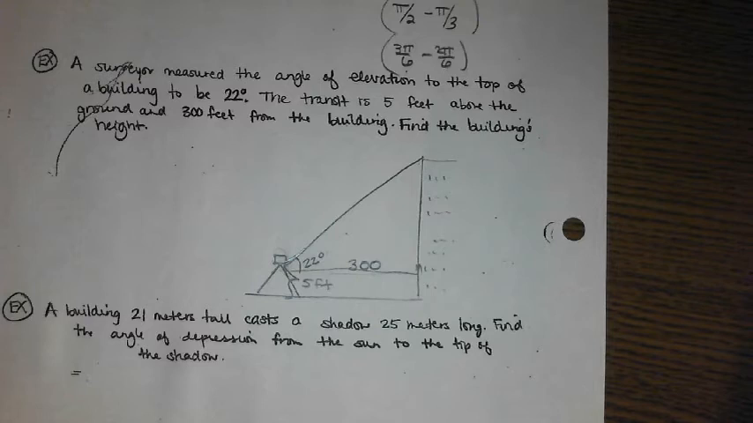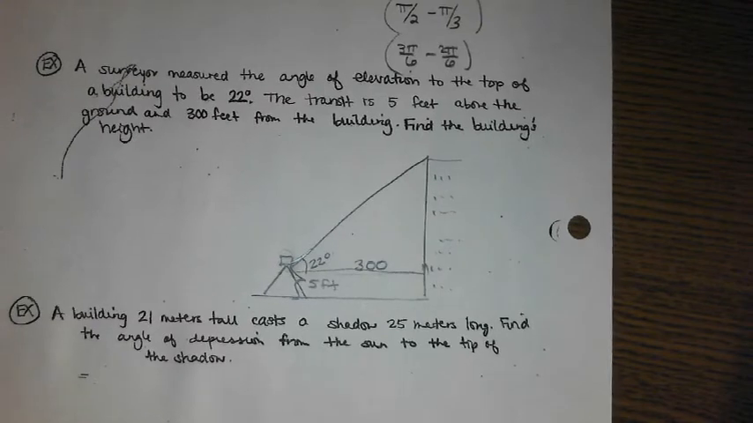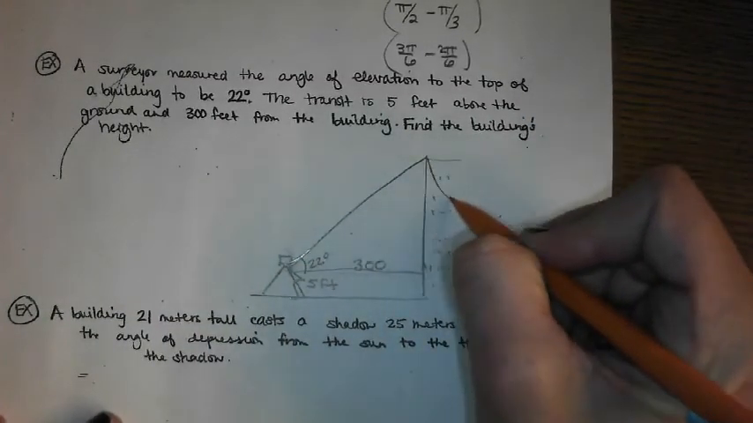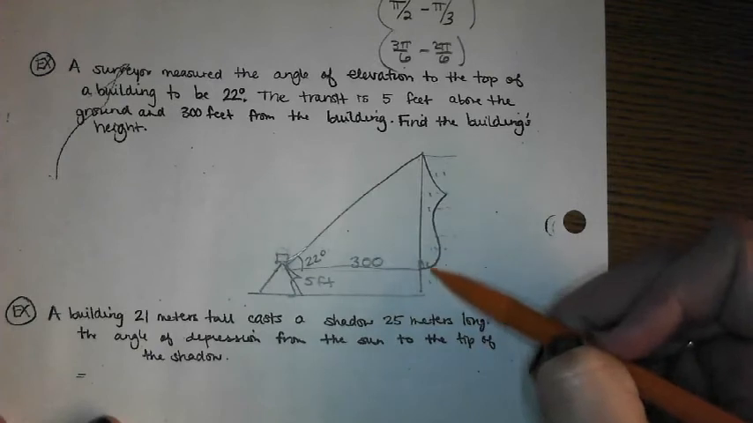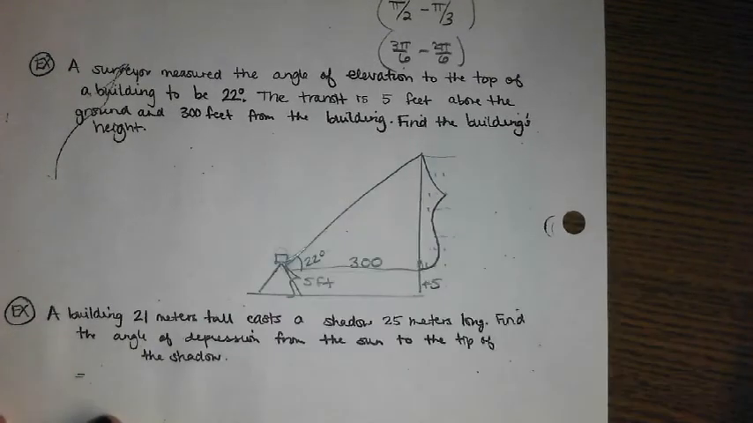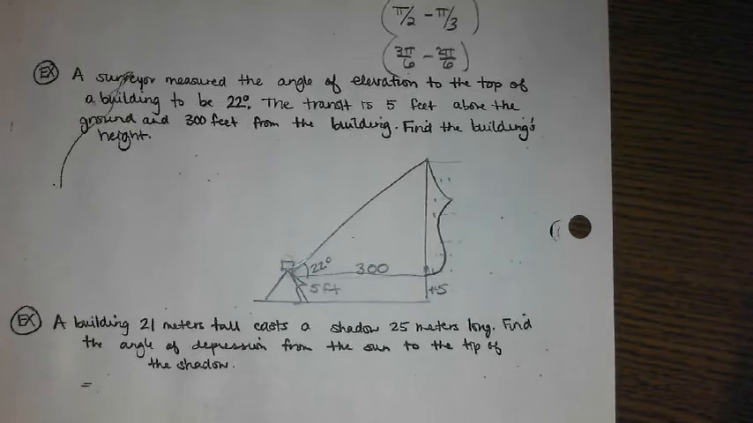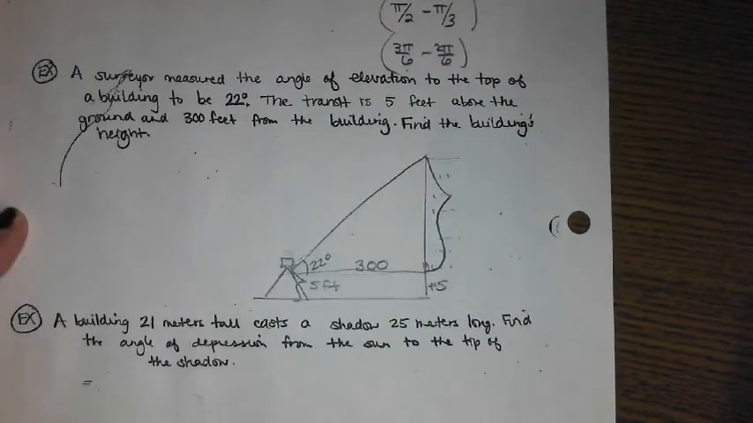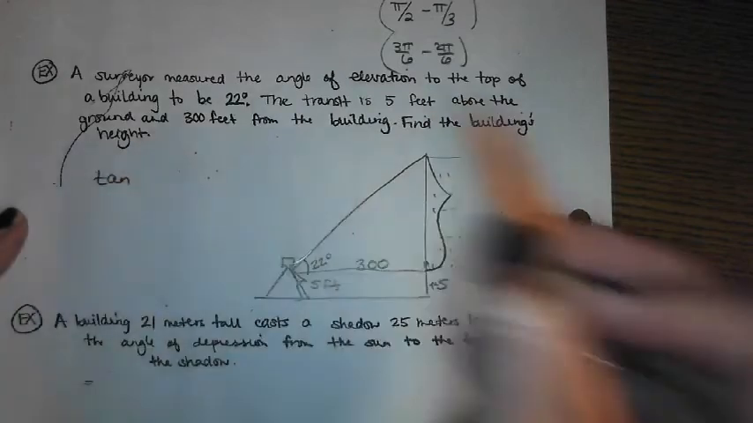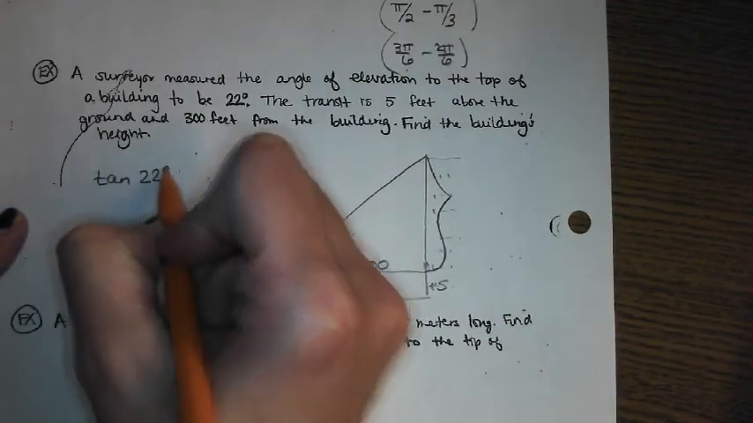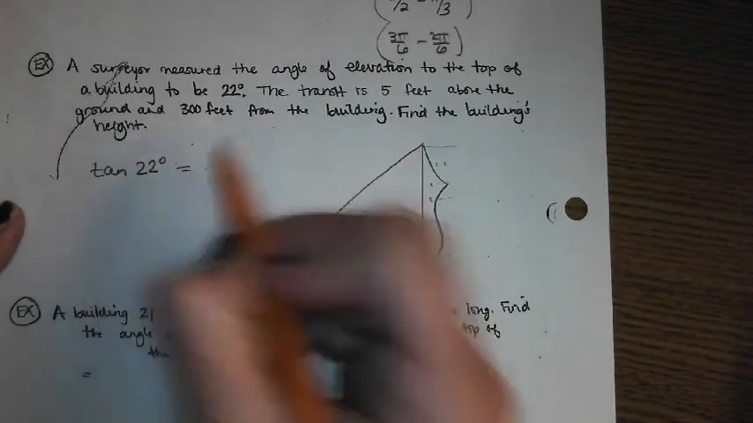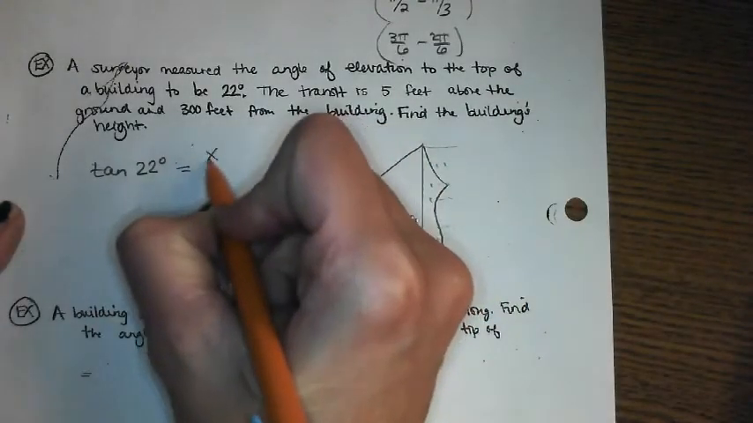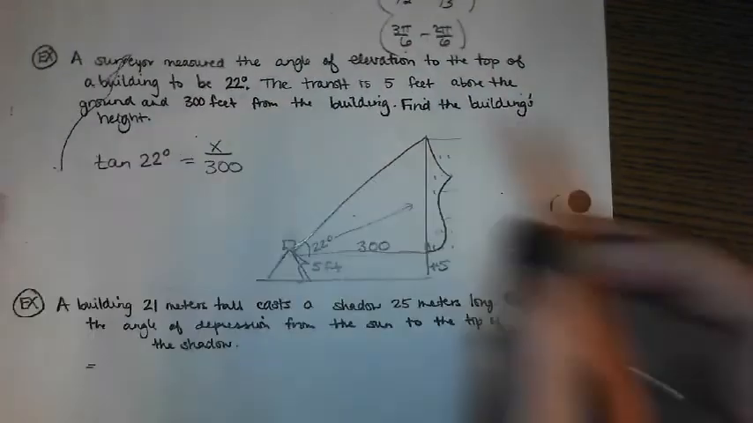So then we're going to use some basic geometry type trig to find the height of the building. But we have to find this portion of the height of the building first, and then we'll add 5 on at the end. Does that make sense? So are we going to use sine, cosine, or tangent based on the sides we know and the sides we're trying to find out? Tangent. You always take the tangent of an angle equals the opposite side, our x, over our adjacent side, 300.